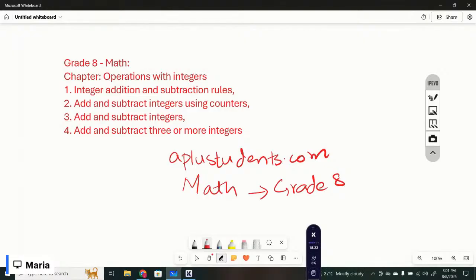We're going to start with the chapter operations with integers. The lessons we're going to cover today are integer addition and subtraction rules, add and subtract integers using counters, add and subtract integers, add and subtract three or more integers.